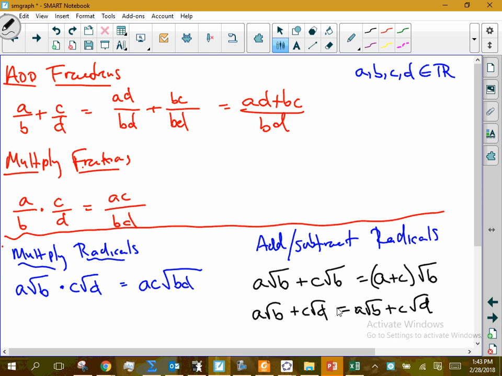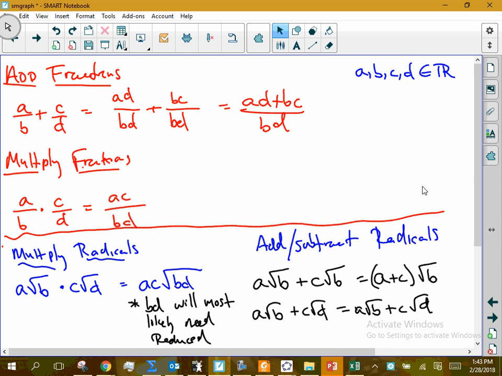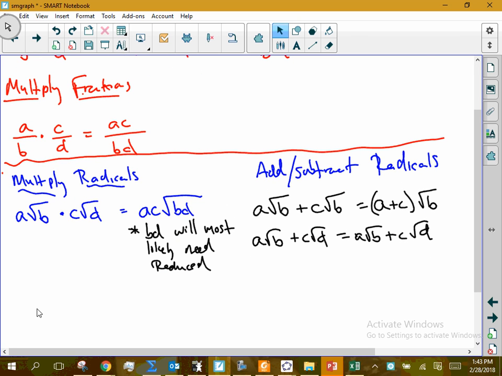If we are multiplying some radicals here, guys, I might want to add a little note here that BD will most likely need to be reduced, or simplified if you want to use that terminology. Just an example. What if I had 3 radical 15 times 4 radical 3? 5 would have been fine as well.